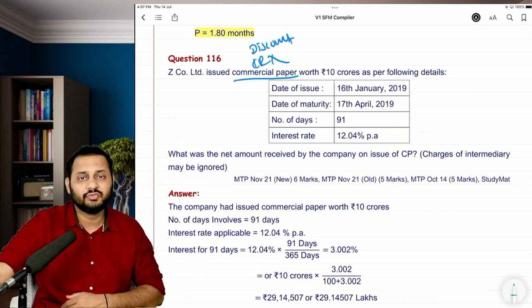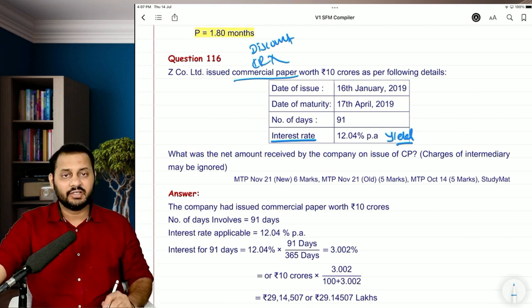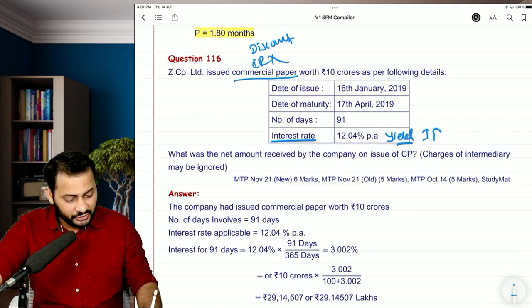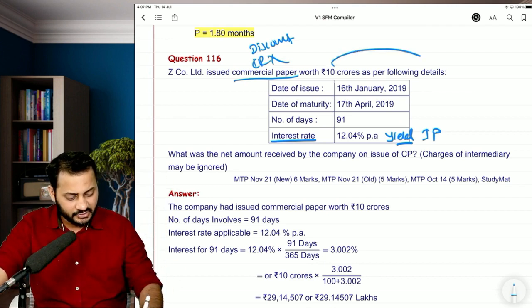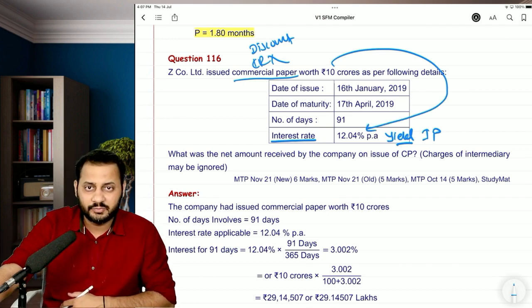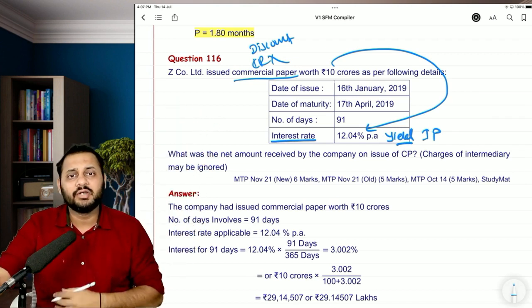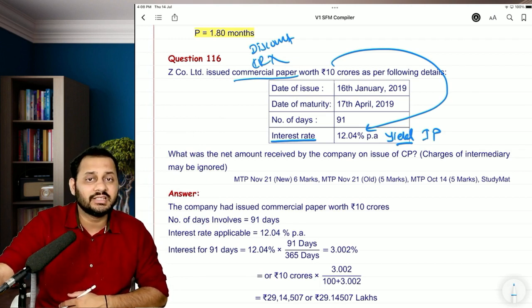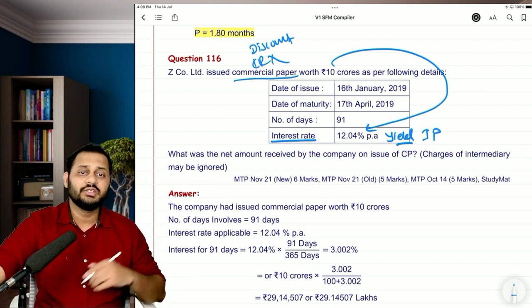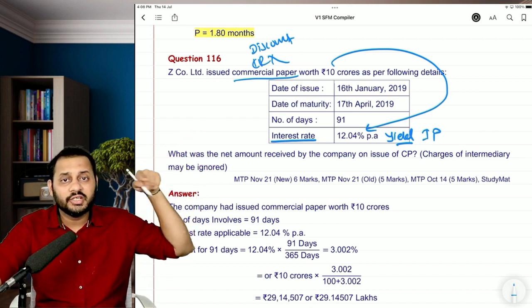Interest rate is 12.04% per annum. See, they have not given you the discount rate. It is an interest rate. We will consider it as yield, and if we consider it as yield, it will be applied on the issue price. If they had written it as a discount rate, the calculation would have been simple. I would have just discounted 12.04% per annum, first calculated 91 days and then discounted it from 10 crore rupees. But no, this interest rate will be applicable on the issue price. We will assume it as yield. So first we calculate the 91 days rate and then assume that it will be applicable on the issue price.